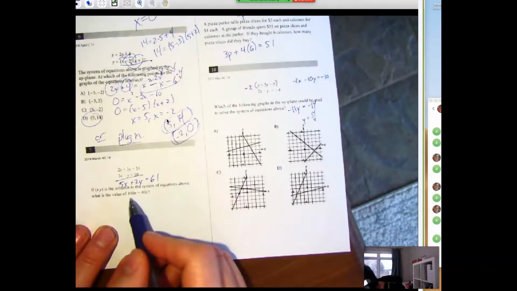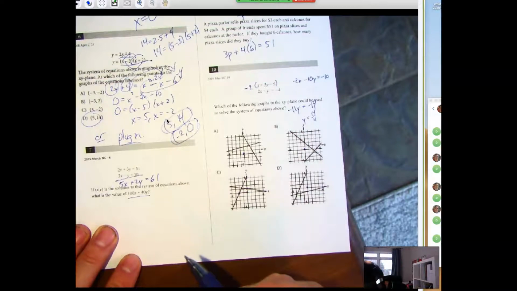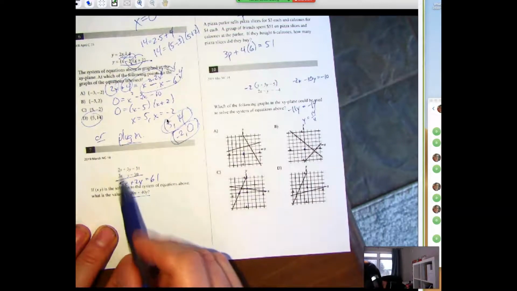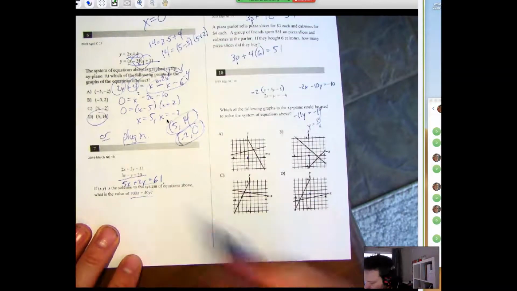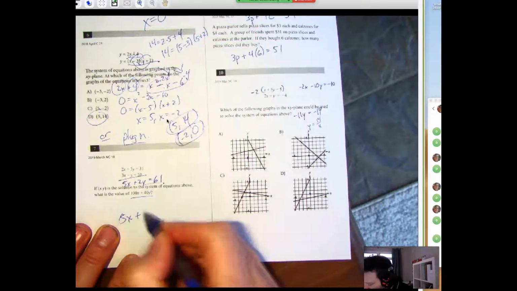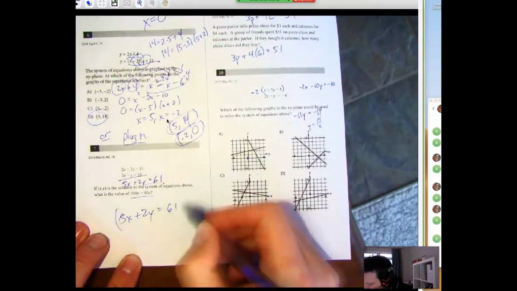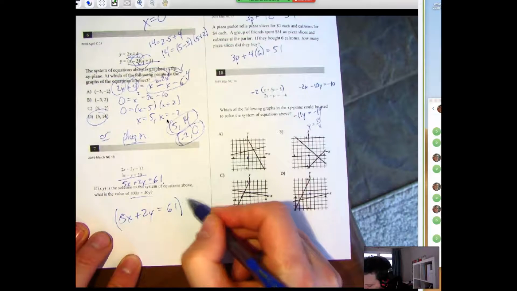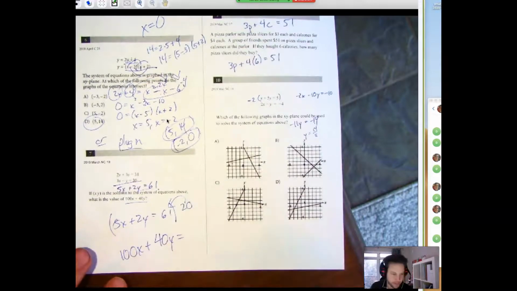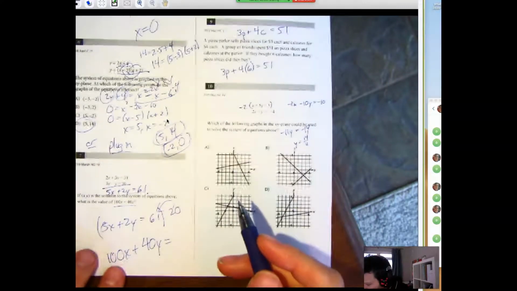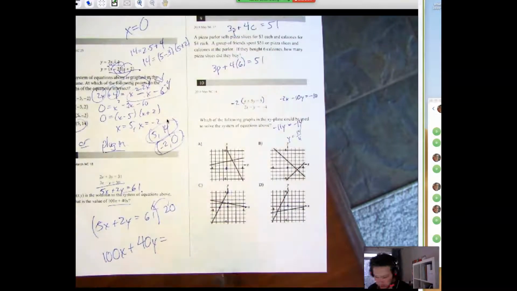So they're asking for 100x plus 40y. Well, if you add up these two equations, this is just a trick that works sometimes, I get 5x plus 2y. Well, if I take 5x plus 2y and I multiply it by 20, I get 100x plus 40y. And then I got to multiply this also. So 20 times 60 is 1200. 20 times 61 should be 1260.